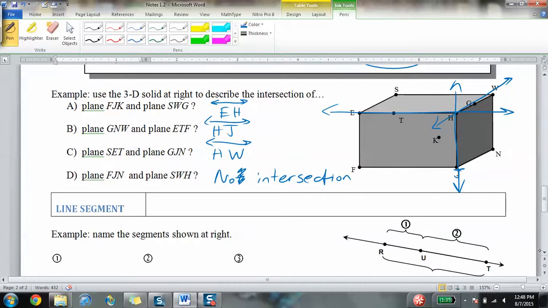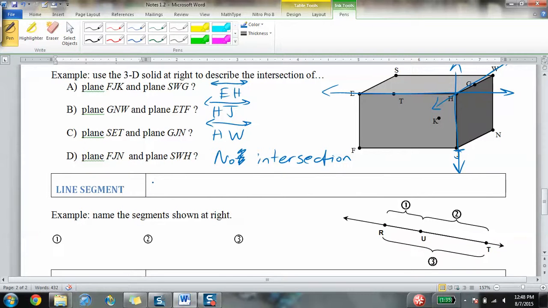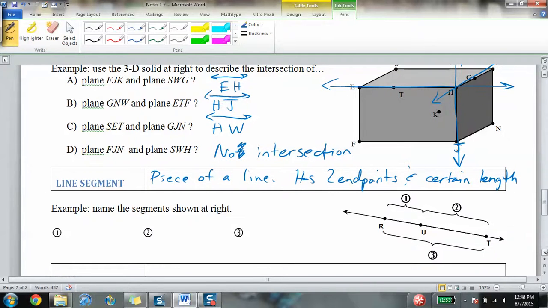All right, so next, the concept of a line segment. A line segment is really just a piece of a line. It has two endpoints, and it has a certain length. Unlike a line, which we can't measure because it's never ending, it goes on forever, a line segment we can measure. It has a definite length.